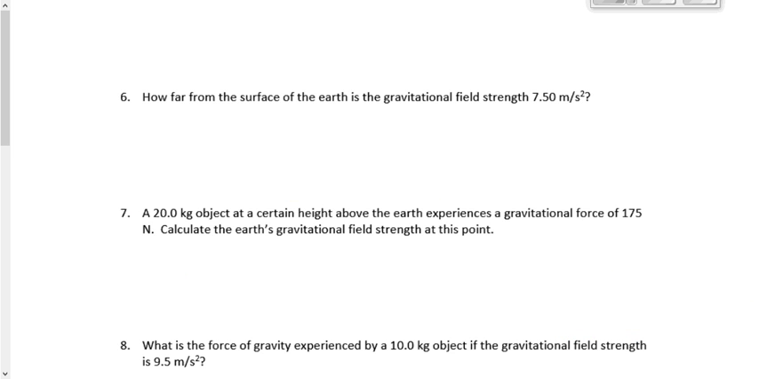Okay, let's take a look at number 6 now. How far from the surface of the Earth is the gravitational field strength 7.50 meters per second squared? It's almost the same question. We're going to use the same equation. It becomes r is equal to the square root of Gm over little g.